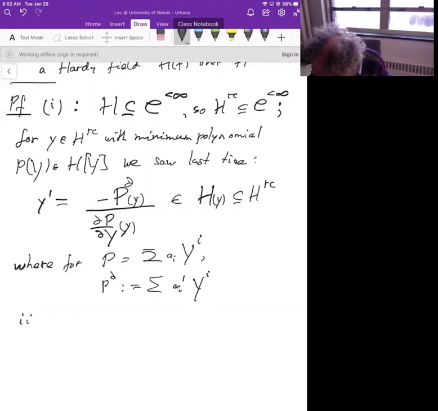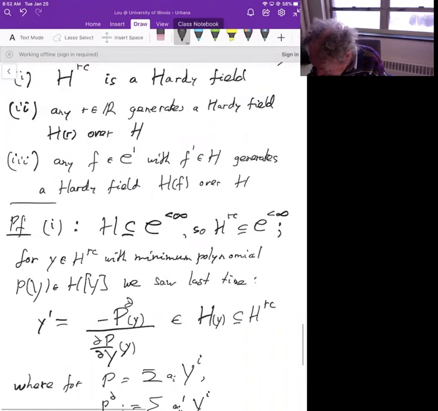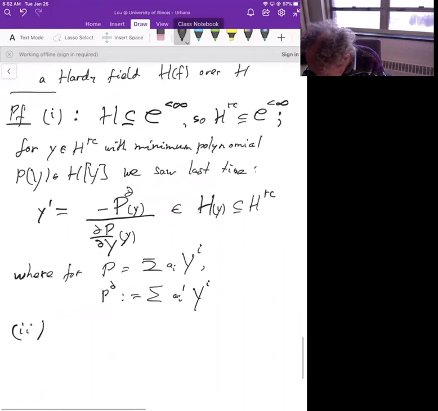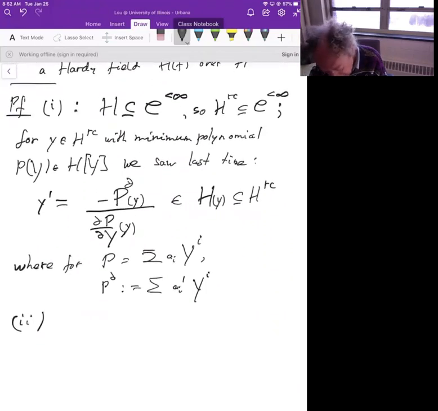And two, that was about adjoining a real number, and now we actually use that. We can assume H is real closed, by passing to the real closure of H, which we now know is a Hardy field.